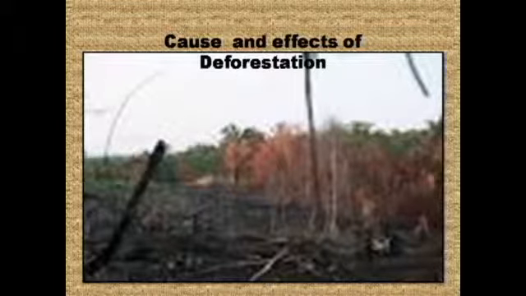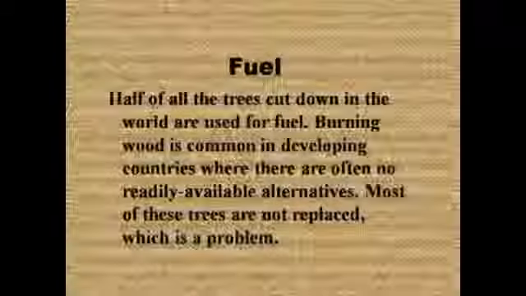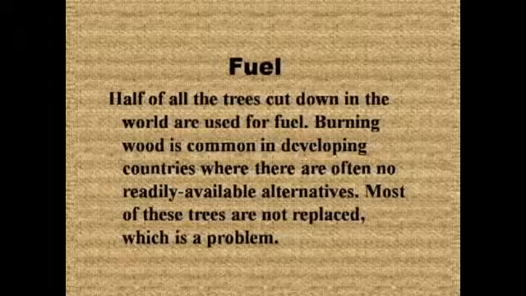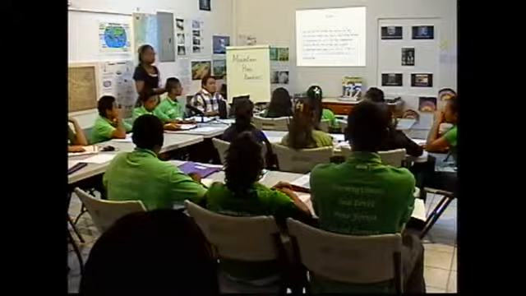Cause and effects of deforestation. Fuel. Half of all the trees cut down in the world are used for fuel. Burning wood is common in developing countries where there are often no readily available alternatives. Most of the trees are not replaced, which is a problem. If we keep on cutting down all our trees and don't go back and replant, what will happen? What will we have to cut in the future? What will your future children have to use?